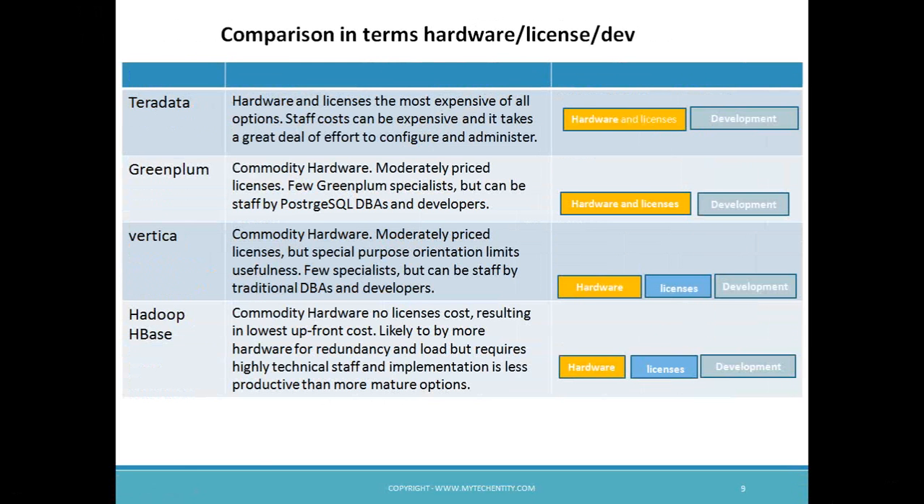So, a comparison in terms of hardware, license, and development. Why are companies going with Vertica as a Teradata, Hadoop, or Oracle replacement? Not exactly a 100% Oracle replacement, but Teradata or other data warehouse systems they are trying to replace with Vertica, because Teradata licensing cost and everything is pretty high.